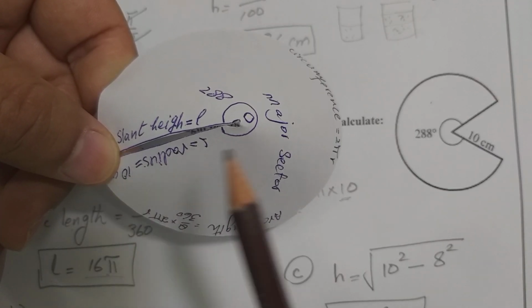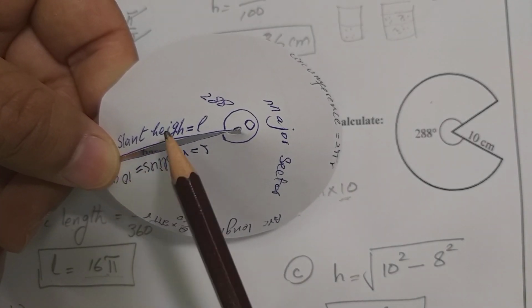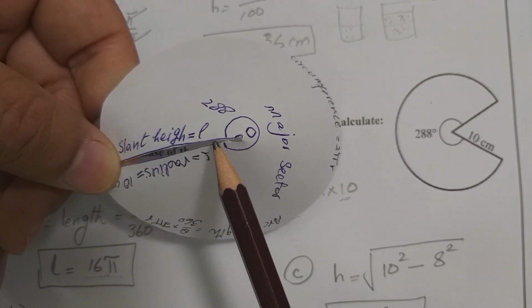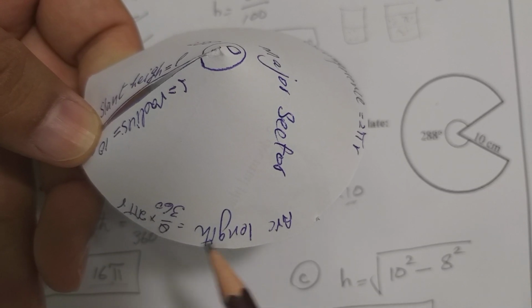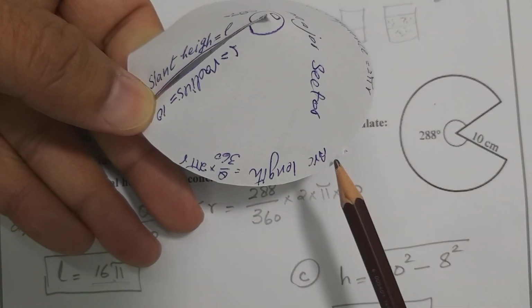So what was the radius in the question? It was 10, but now it becomes the slant height, which is equal to 10. The arc length, we have done already; this is the arc length we found here.